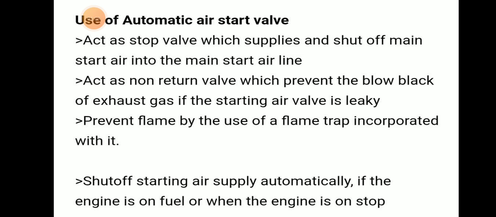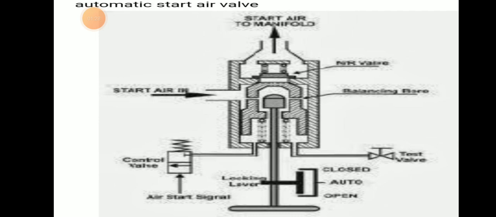Okay, the use of the automatic air start valve means they act as a stop valve. They supply and shut off main starting air into the main air start line. They act as a non-return valve which prevents the blowback of exhaust gas if the starting air valve is leaky, and they prevent flame by the use of a flame trap incorporated with it. They shut off the starting air supply automatically if the engine is on fuel or the engine is on stop. Here is the picture of the automatic start air valve.